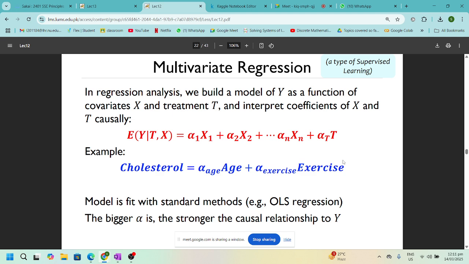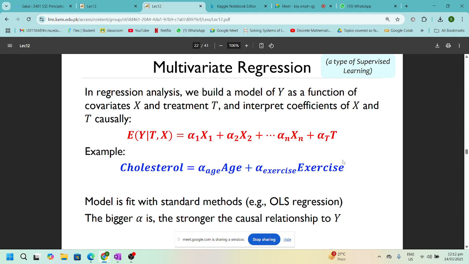For instance, y equals mx plus c, that is a simple line. M would just be alpha in this case. Alpha is a coefficient. So you know that Y is your outcome, and then you are expressing the outcome in terms of a certain variable multiplied by the treatment plus a certain intercept. And multivariate regression is not much different.